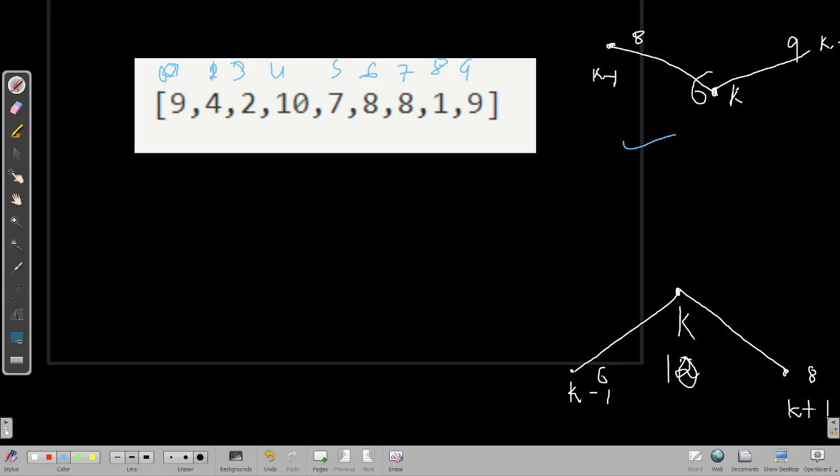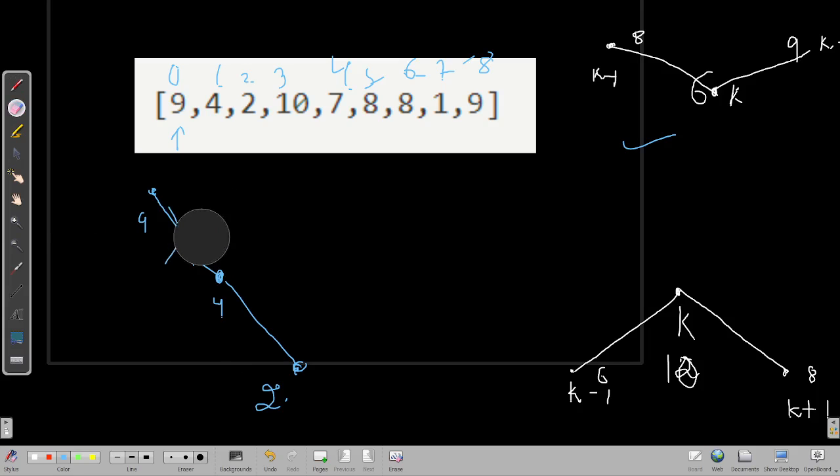Let me clear this. This is 0, 1, 2, 3, 4, 5, 6, 7 and 8. So we don't have to check for that, but we only check if it is not the same. Now we are at this position. Let's suppose this is our 4. We check that 9 is there and 2 is there. As you can see, this is 9 and this is 2, and this is not a turbulent pattern. So we don't think about this 9, we discard it and check for the next element.